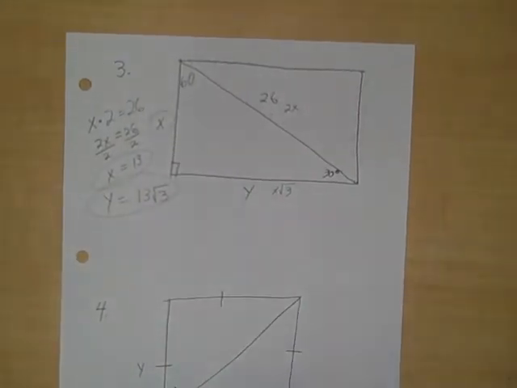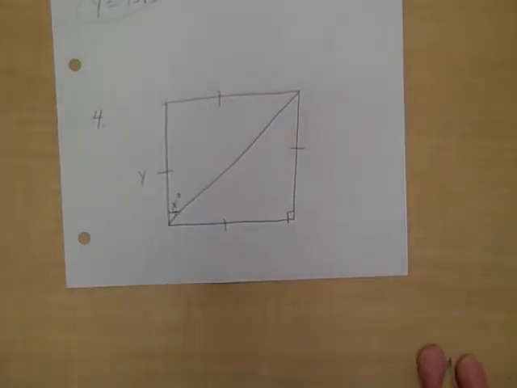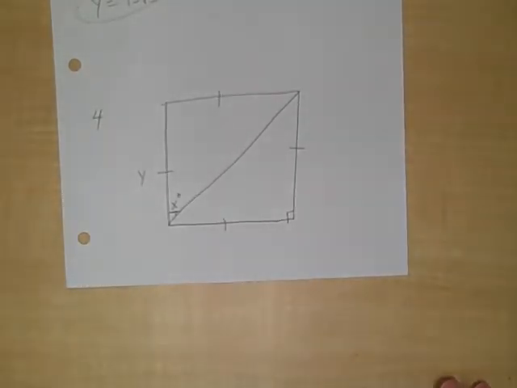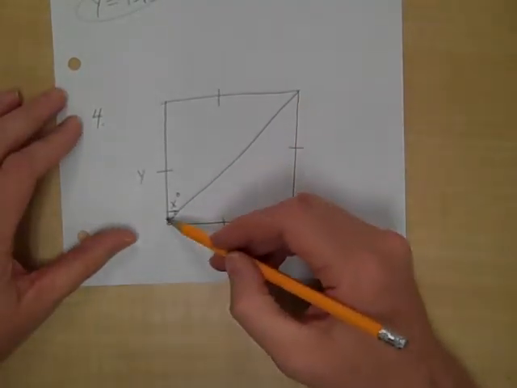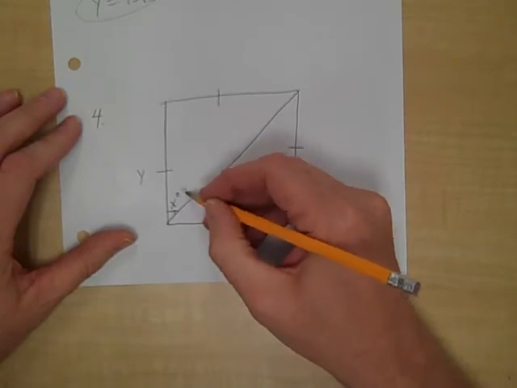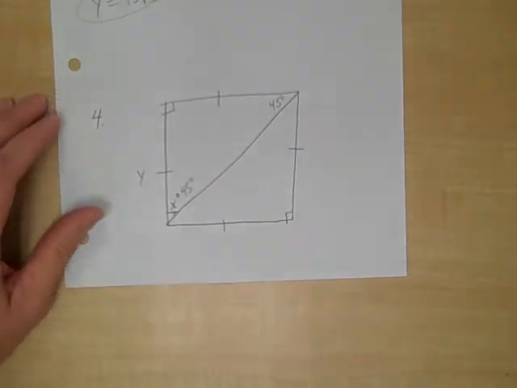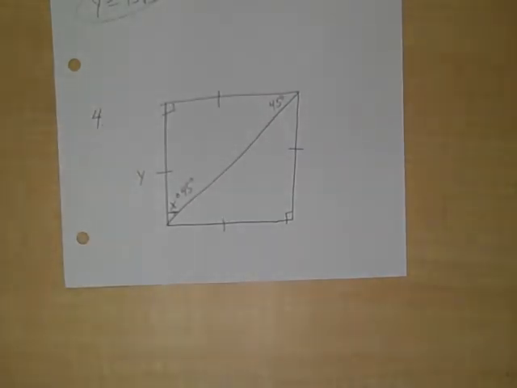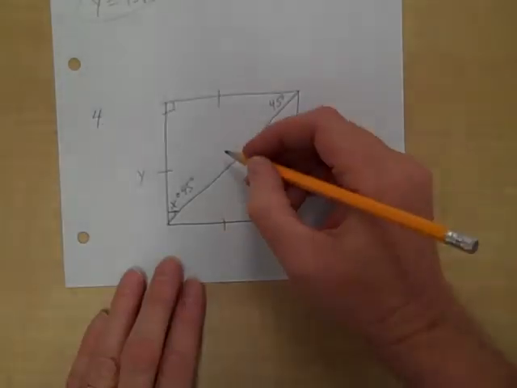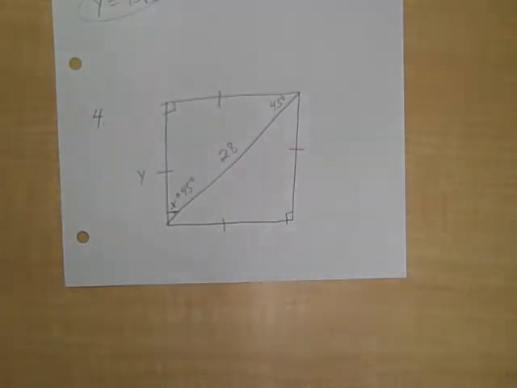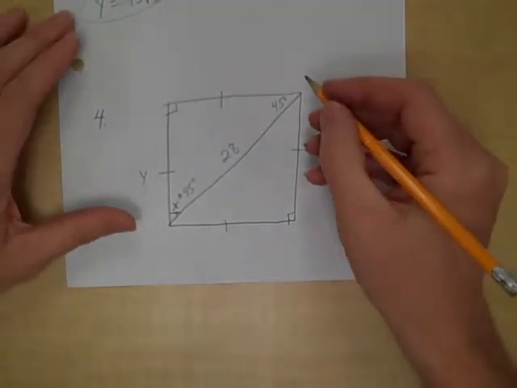So there's number 3. Number 4, we have a square, and the diagonal of a square is going to bisect that square. So x is going to be 45. So we're talking about a 45, 45, 90. And I forgot to write down the side. Let me grab a worksheet. It is 28. As you know, but I didn't have that in front of me. That's the hypotenuse.